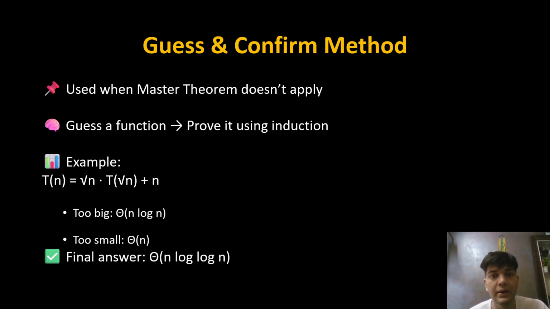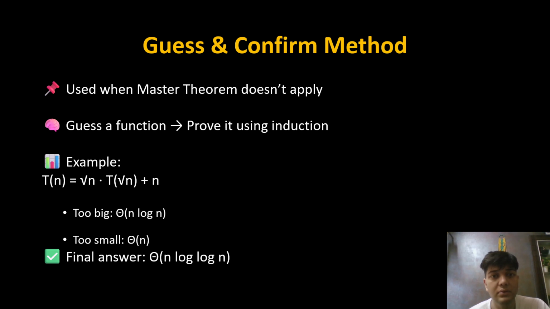For example, take this recurrence. A function T(n) equals root n times T(root n) plus n. This doesn't match any of the master theorem cases. So we try a guess: too big, theta of n log n. Try a guess that is too small, theta of n. Eventually we find that the right answer is theta of n log n. So this method is all about making smart guesses, then proving them.